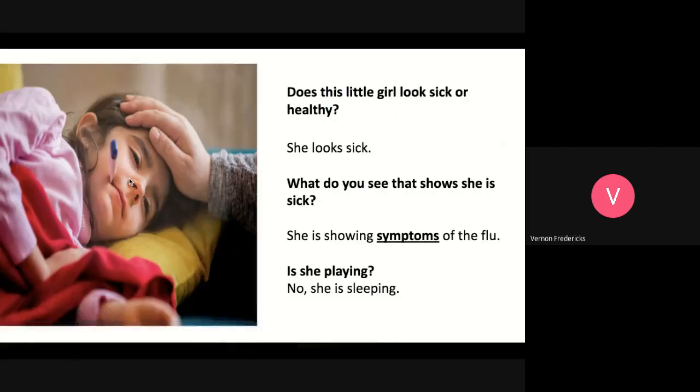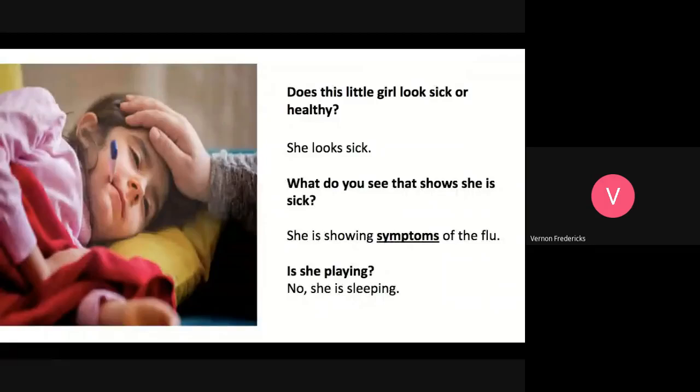Okay. Next word is symptoms. So what are symptoms, students? Does this little girl look sick or does she look healthy? Okay, she looks sick. What do you see that shows that she is sick? She is showing symptoms of the flu.